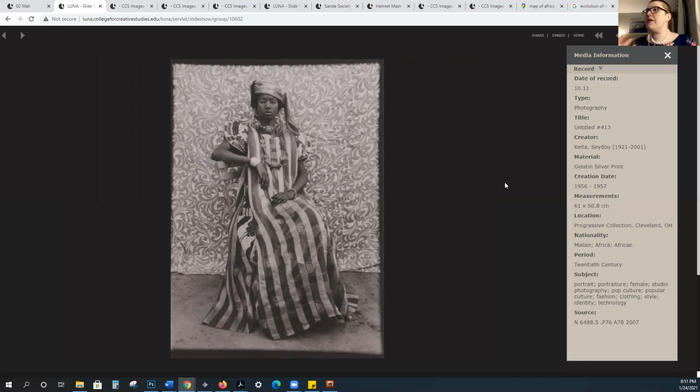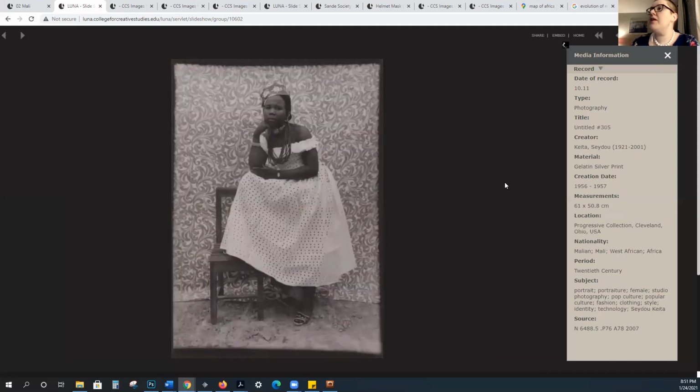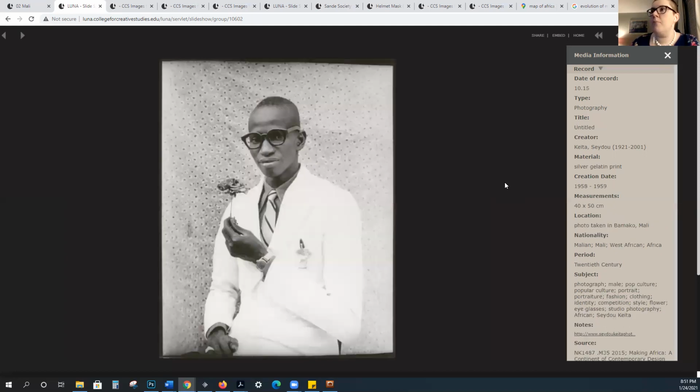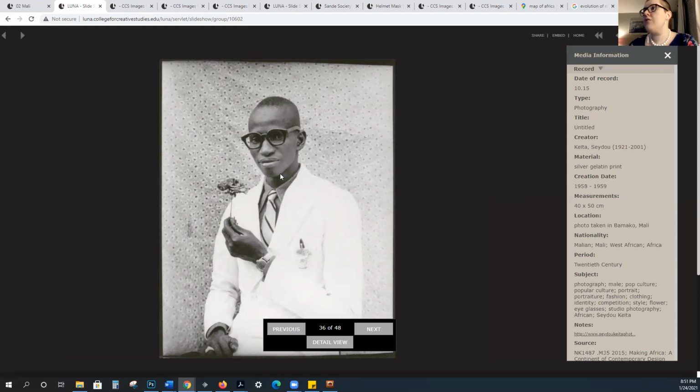So you see these people who are portrayed almost majestically. They are taking control of how they want to be seen. And so you see that, but then you also see the incorporation of objects that demonstrate modernity. Okay, so here you see a man who has these very snazzy glasses. He's wearing a watch, and he's very clearly showing that he has a pen and a pocket protector. This is 1958 to 1959 by Seydou Keita. And this is how this individual is asserting his modernity, right?